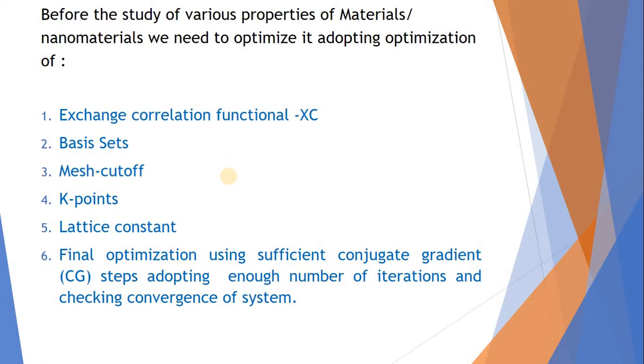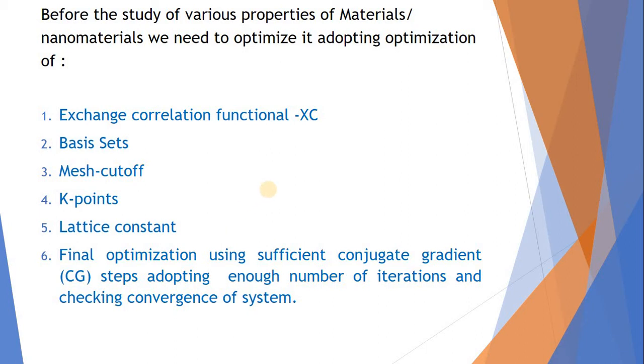Actually, before the study of various properties of materials or nanomaterials, we need to optimize the structure of materials for minimum energy. And for this, we adopt the optimization of the following terms. One is the exchange correlation functional, second basis sets, mesh cutoff, k-points, lattice constants, and the final optimization using sufficient conjugate gradient steps, adopting enough number of iterations and checking convergence of the system.